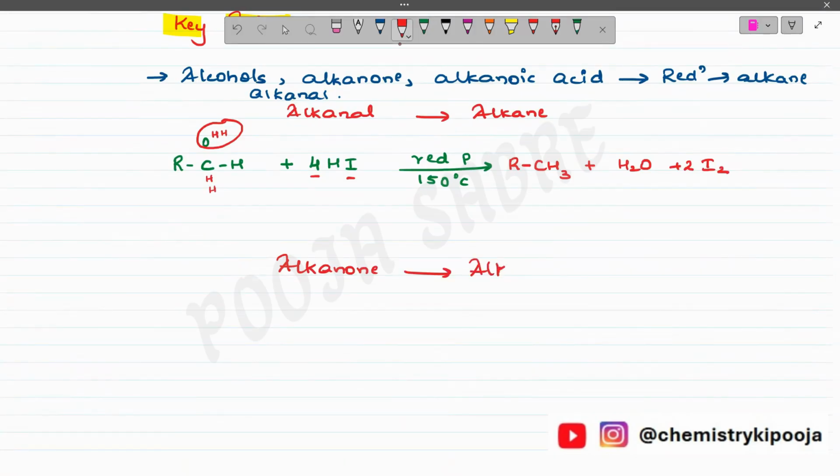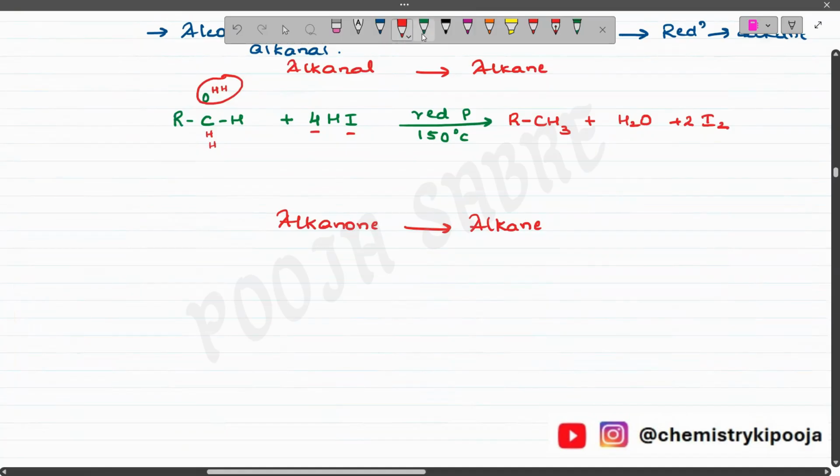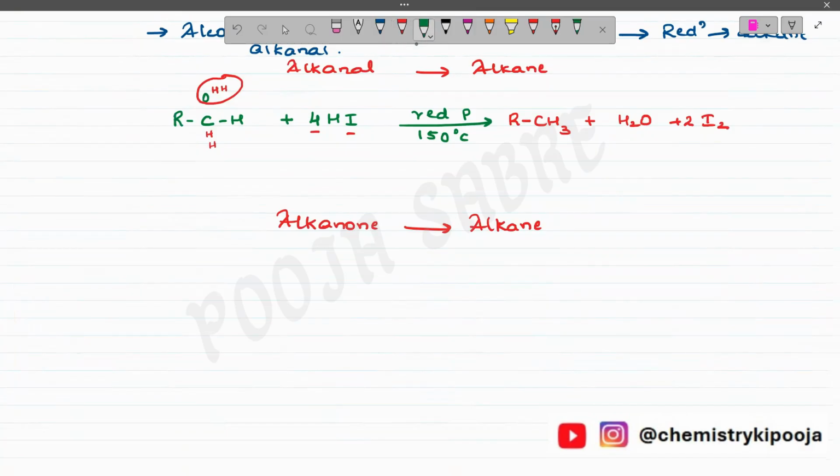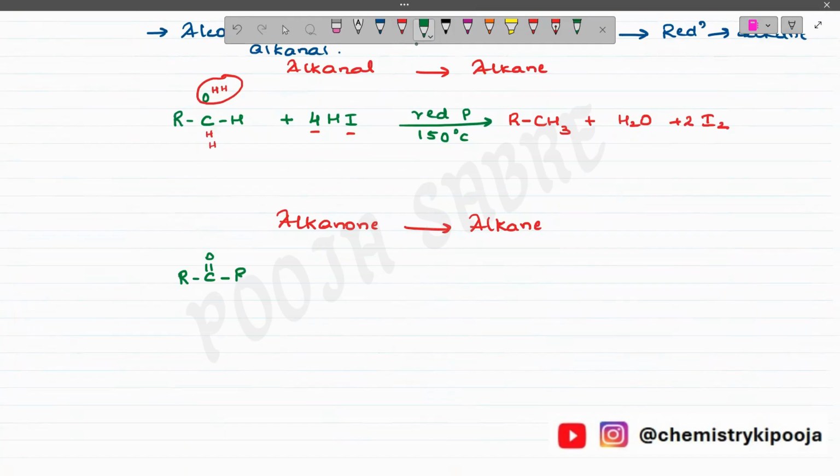Coming to the second one, let us have a look at alkanone to alkane. Again, of the similar type as alcohol, the same way we are going to carry out the reaction. Alkanone is basically the ketonic group, right? So what is the general formula for ketone? We know that it is R, C double bond O, and R. Plus over here we need to add 4HI, and then again red phosphorus at 150 degrees Celsius.